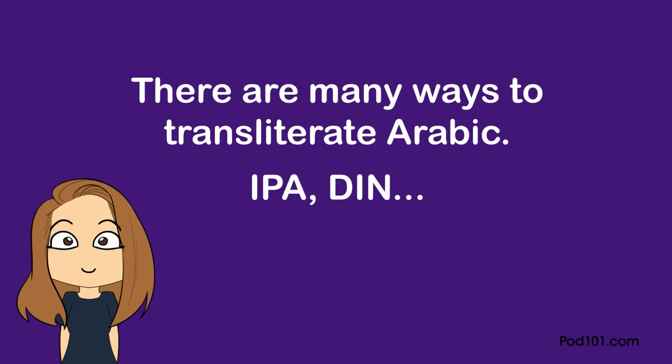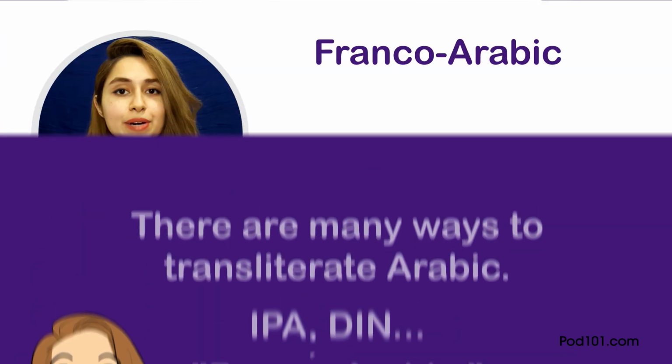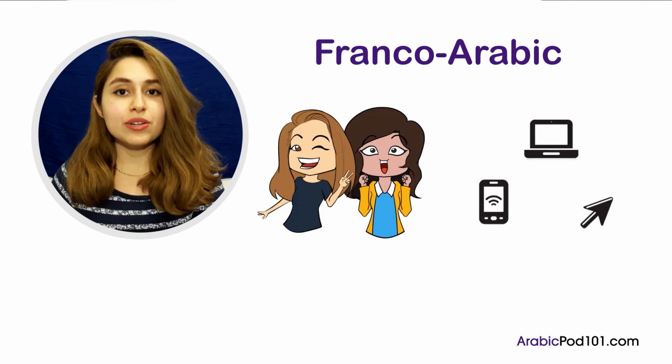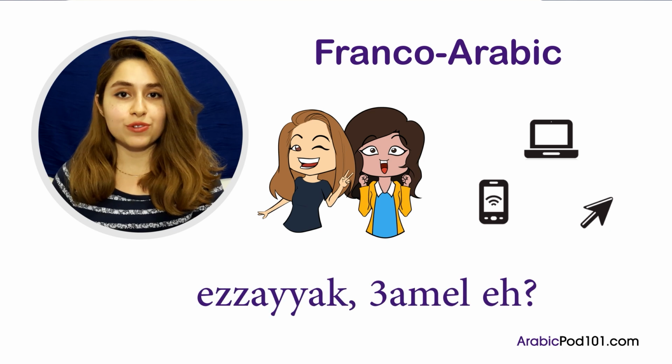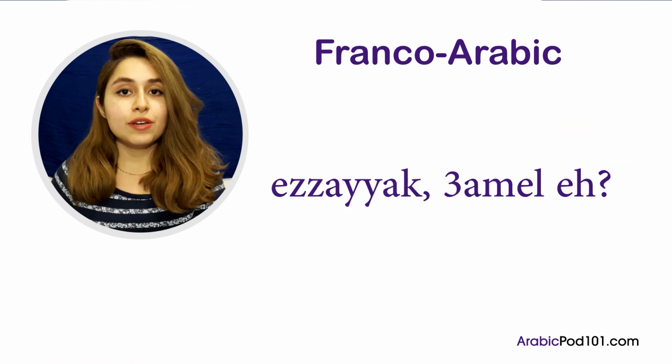There are many ways to transliterate Arabic. You can use IPA, DIN, and many other systems. In this lesson, we're going to discuss a system that has been around for more than a decade now, called Franco-Arabic. Franco-Arabic is used between friends and on social media. Arabic learners find it weird when they see it for the first time because it substitutes Arabic sounds with numbers.